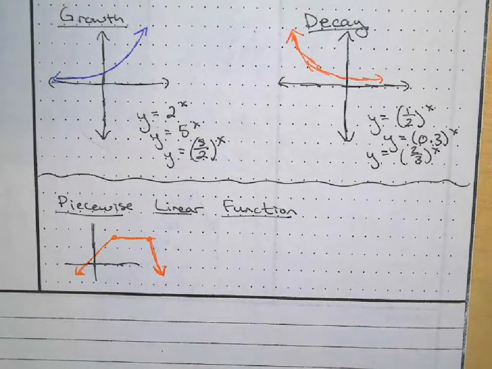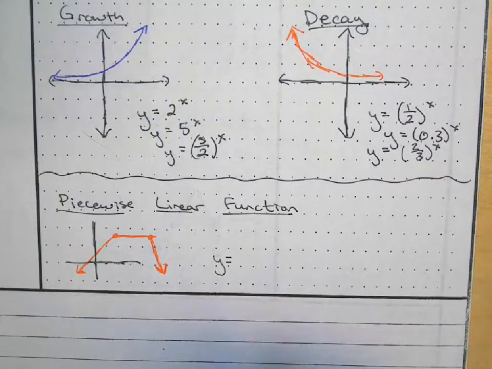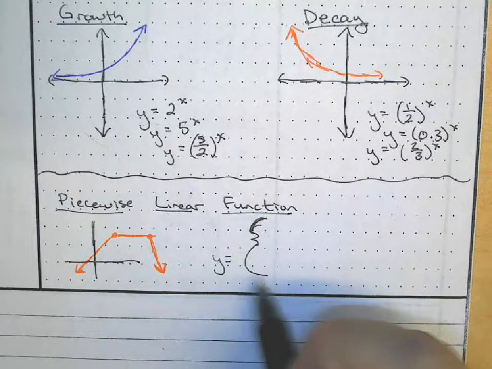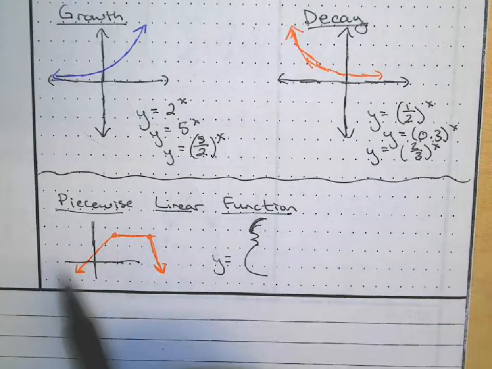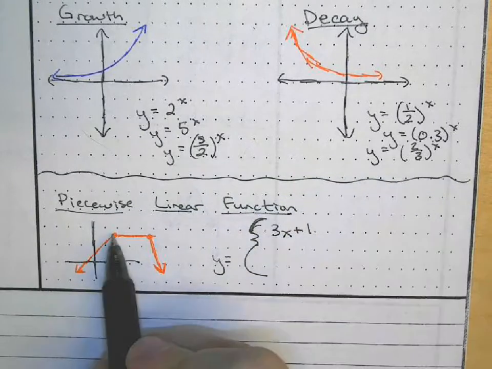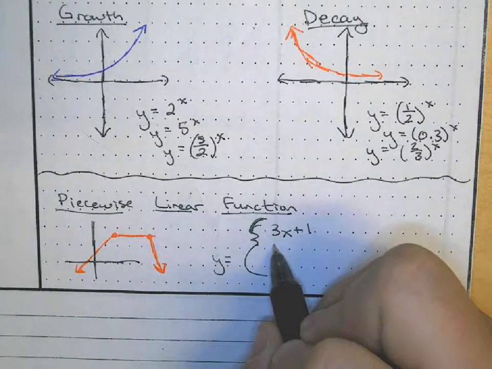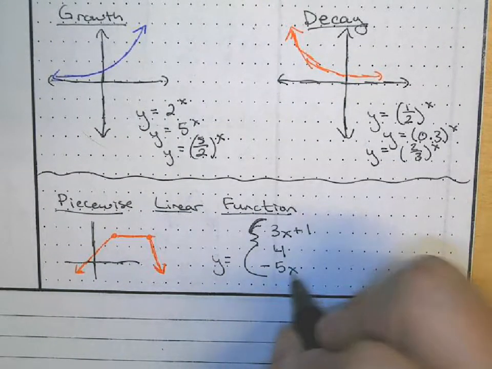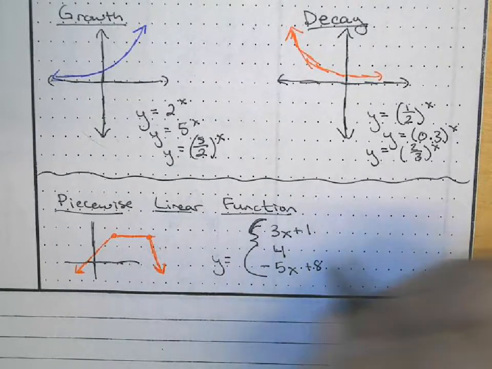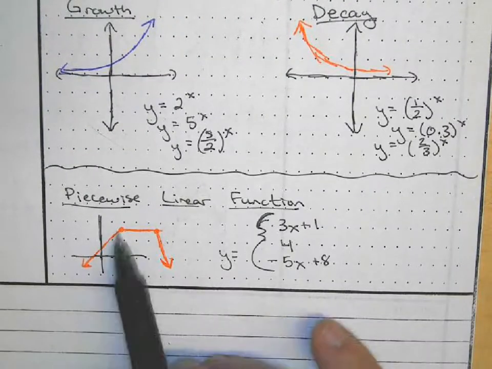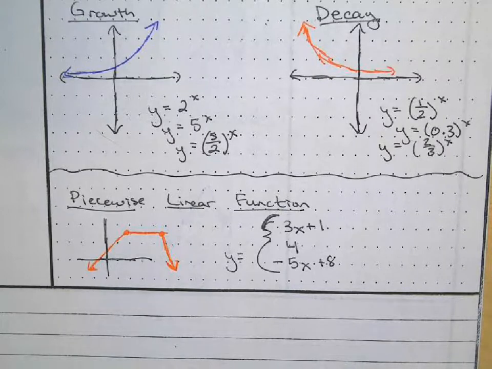And the equation looks kind of complicated, but you'll see something like so. Inside the squiggly bracket will be the three pieces that make up the equation. I'll have my increasing piece, say y equals 3x plus 1. Then I'll have my constant piece, and that would be something like 4. And then I have my decreasing piece, which is maybe negative 5x plus 8. So now I can see my equation has multiple pieces to it, just like my graph has multiple pieces to it. And those are our function families.